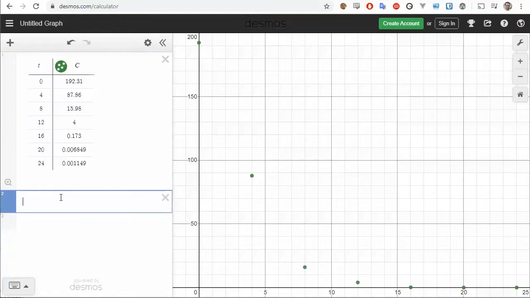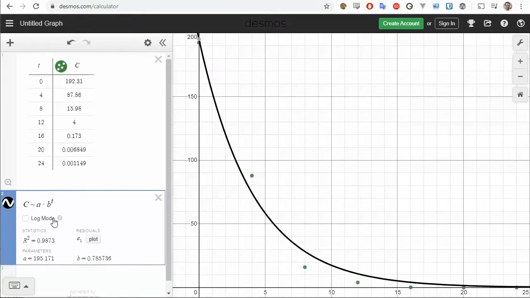And so to do that in Desmos, we write the equation form using a tilde instead of an equal sign. And the tilde is that key in the upper left-hand corner of your keyboard. So I'm going to write C tilde a times b to the t, right? So this gives me the form of my equation, a times b to the t, where t is the input variable. And that gives me the regression.